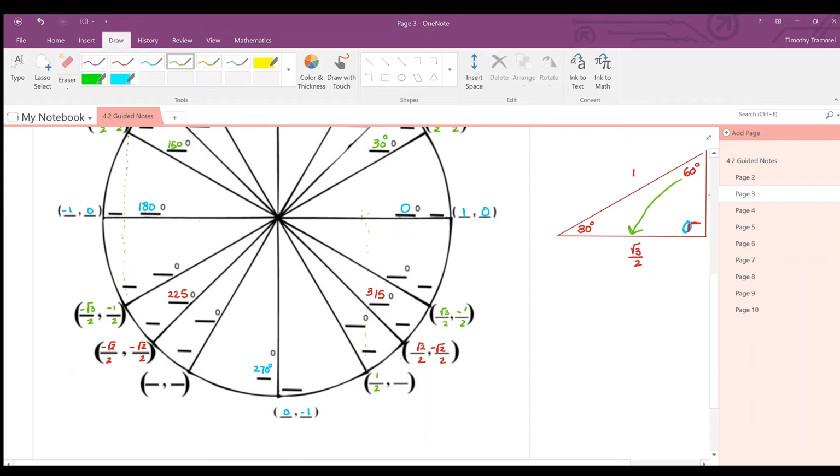Okay. And then we should have the square root of 3 over 2. And because we're below the x-axis, it should be negative. Okay. And now let's go back across. If we go back across here, we should have the same y value, so minus the square root of 3 over 2. And then the x value should just be the opposite because we're on the other side of the y-axis.